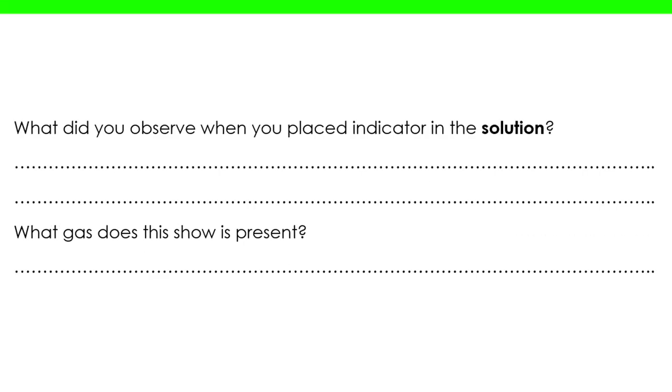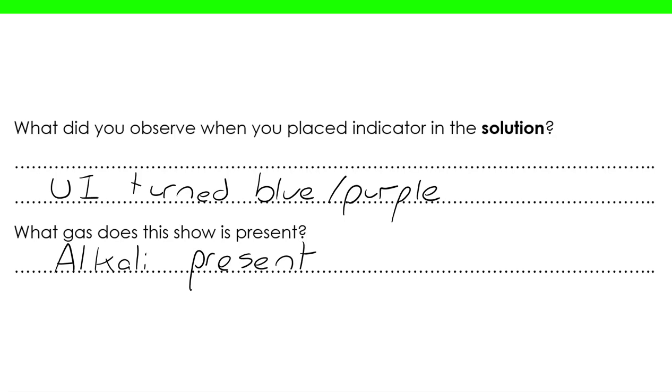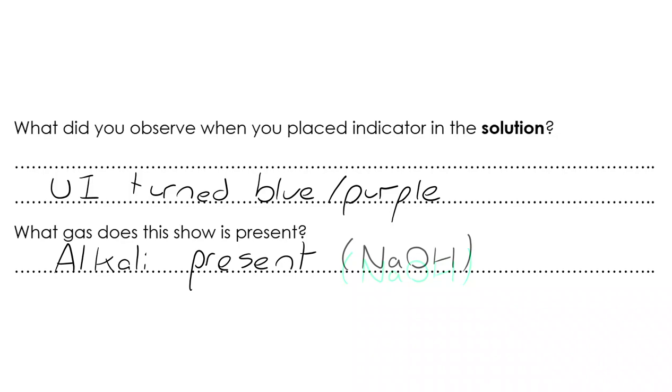We place indicator in that solution, maybe universal indicator paper. What we see is that it will turn blue or purple, and that tells us that there is presence of an alkali. And actually, it's a very specific alkali when we do the electrolysis of sodium chloride solution, or the electrolysis of brine. We've made NaOH. So that's our third product. We need to know what the three products are, where they are made, and how we can prove that they were made.